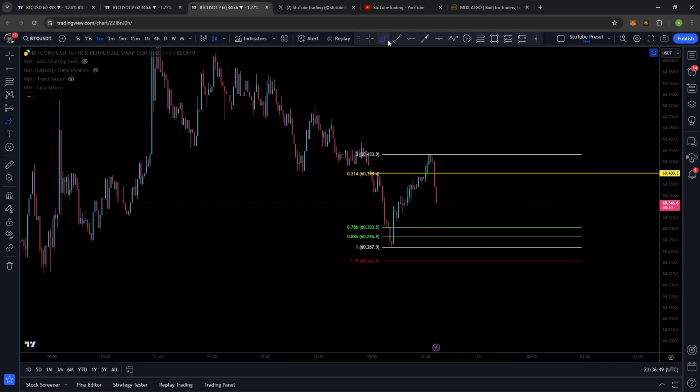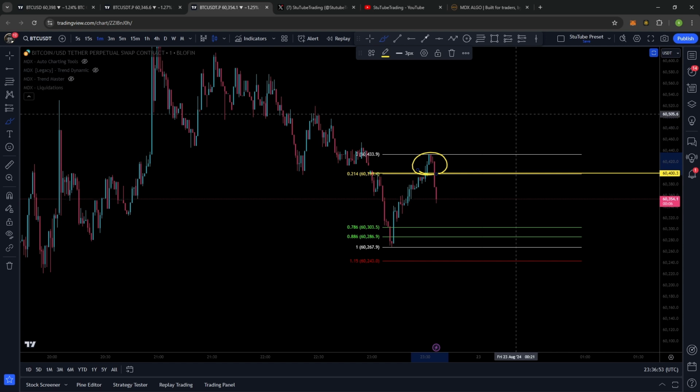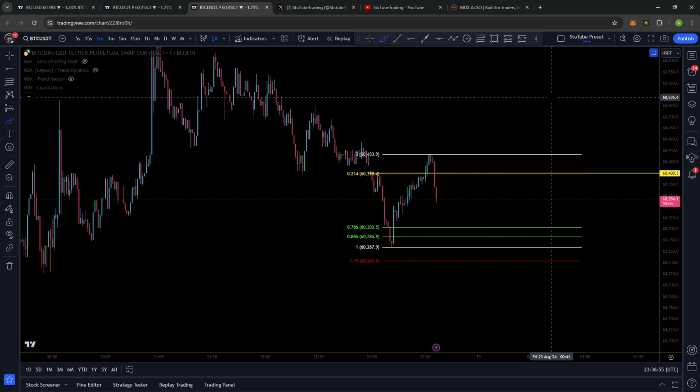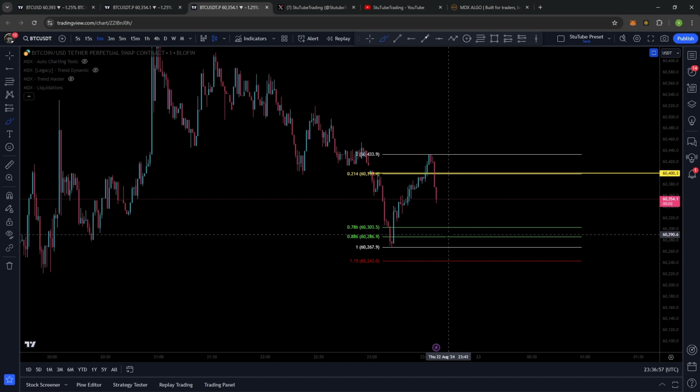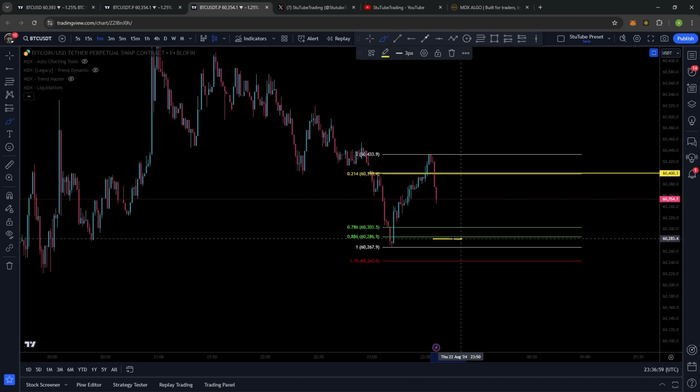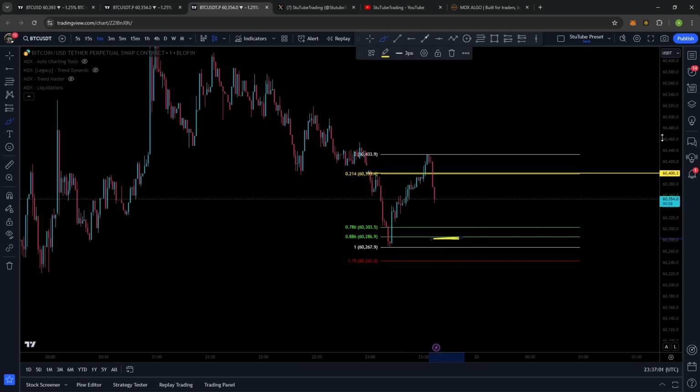Like I was saying, had I just FOMO'd in because we broke that structure, then I'd take a significantly bigger loss than if I end up taking a loss from down here. It's just more controlled.